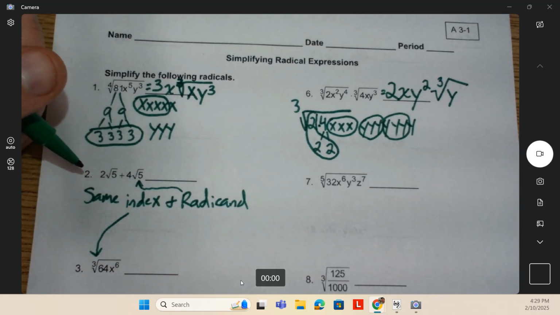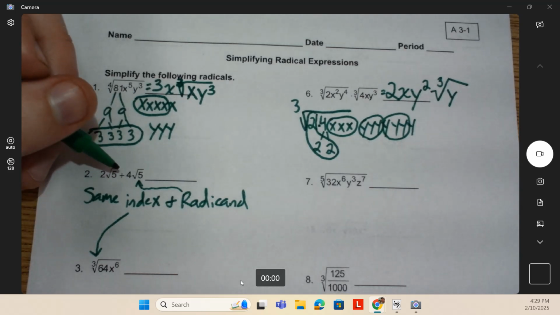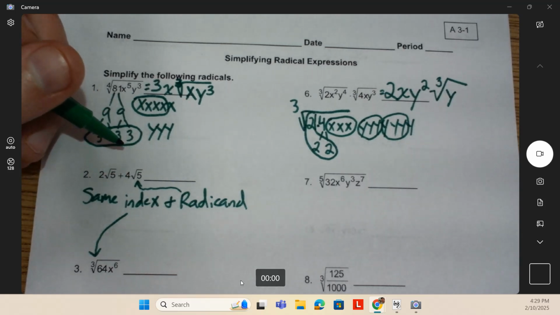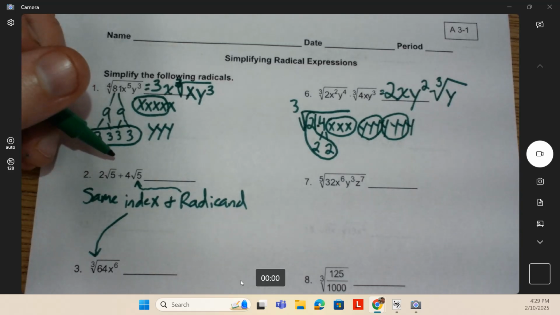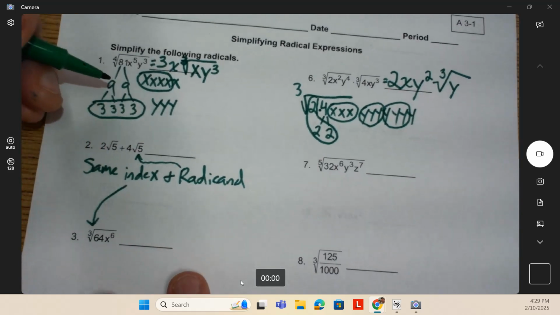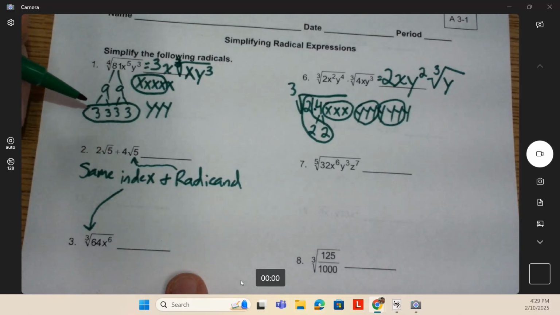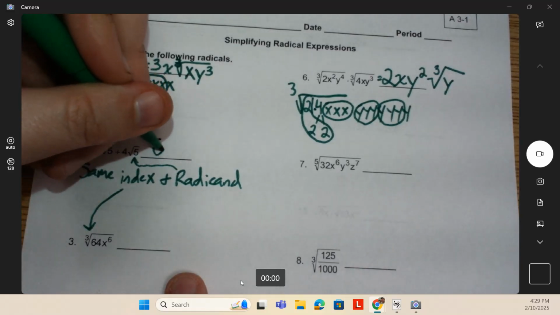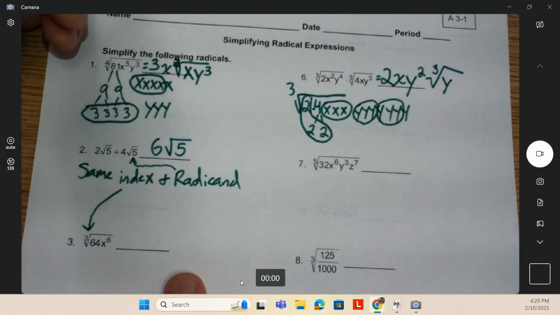So for this one, I have 2 square roots of 5 plus 4 square roots of 5. Same thing as if I said I have $2 plus $4. I have $6. It doesn't change to anything other than dollars. So this doesn't change to anything other than the square root of 5. So just equal to 6 square root of 5.